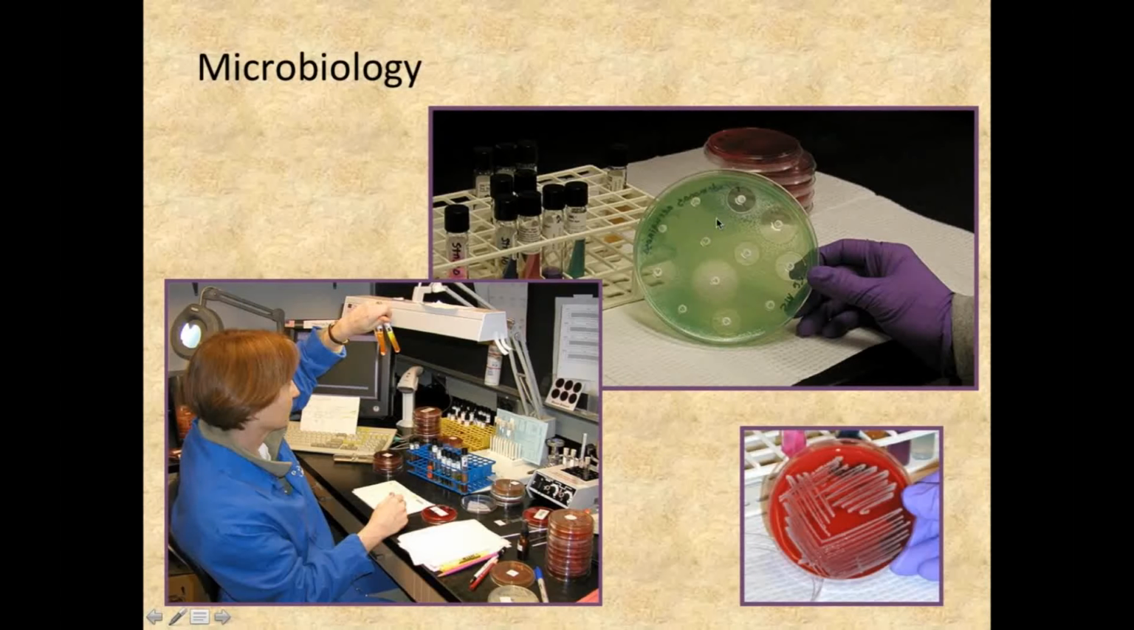We incubate this overnight, and then we look and we can see zones of inhibition. We can see where the green bacteria are growing, but we can also see where they're inhibited around some of the discs. Those antibiotics are effective in killing that bacteria. And then we have some where the bacteria have grown right up to the disc. Those antibiotics are not effective in killing the bacteria.